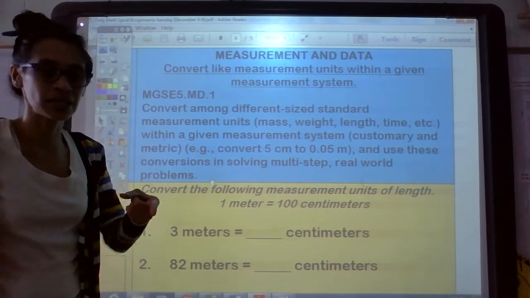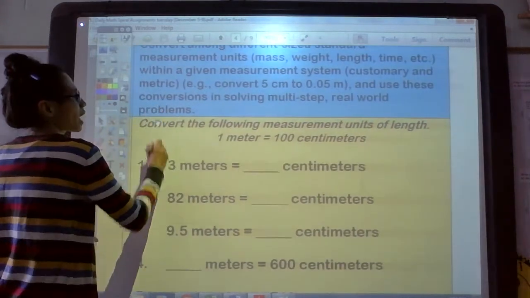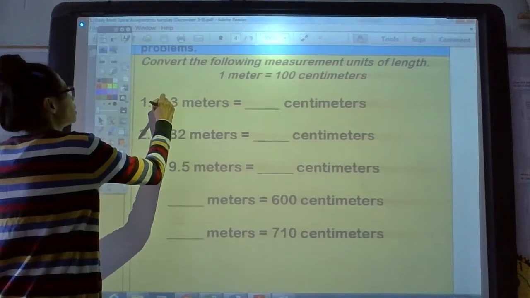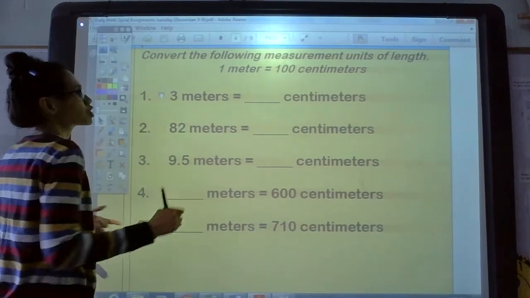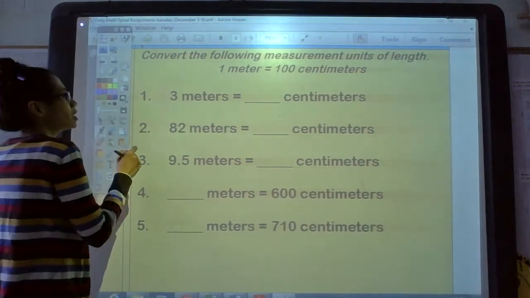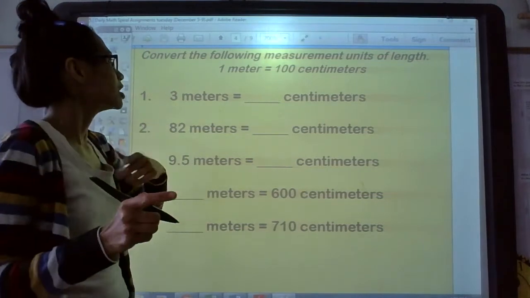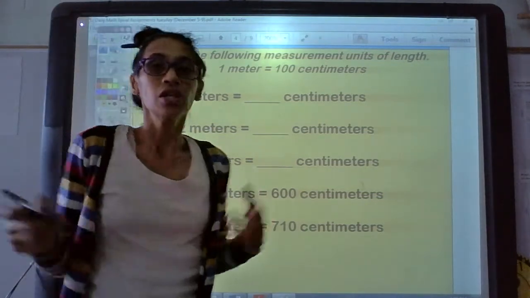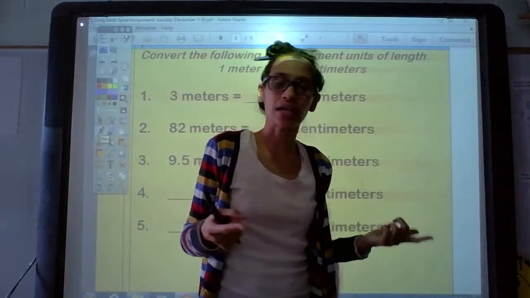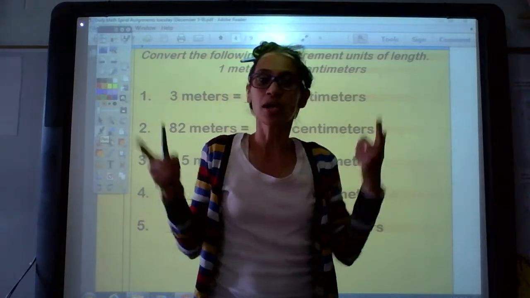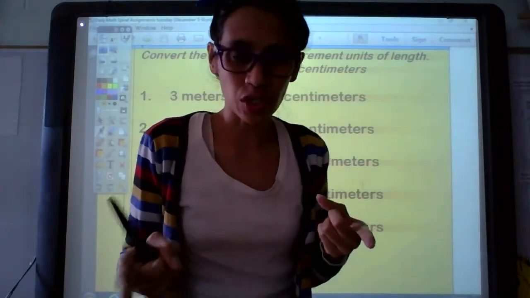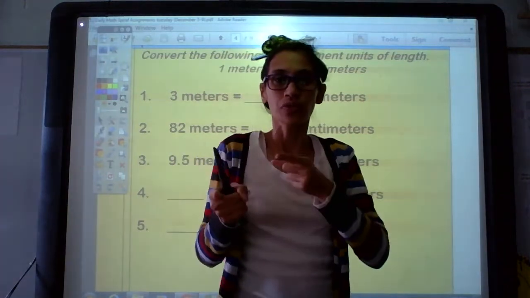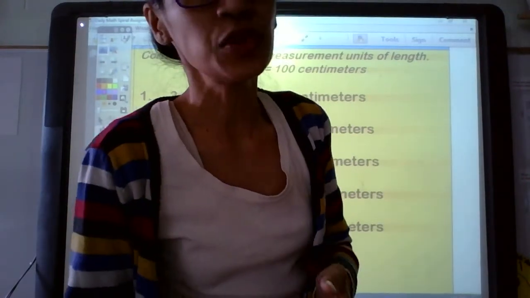All right, you ready to begin? Let's look at what we have to do. It says convert the following measurement units of length. 1 meter equals 100 centimeters. Now, when we are talking about length, what kind of tool can we use to measure length? What kind of math tool? A ruler. Raise your hand if you have a ruler.